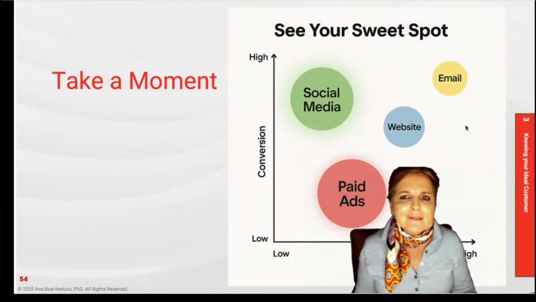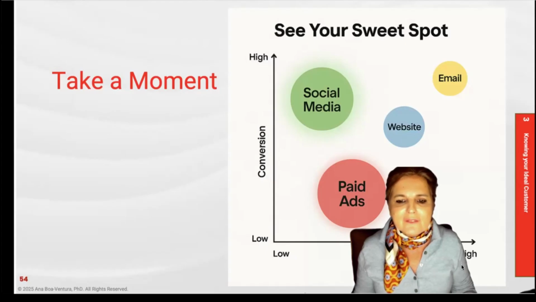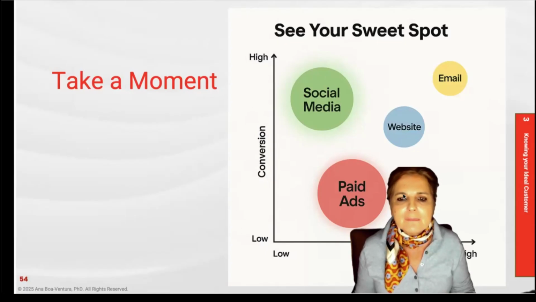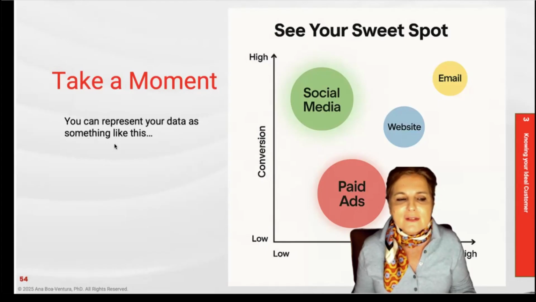So if you think about your sweet spot on those quadrants, and you have the cost low to high and the conversion low to high, so instead of effort and engagement, we now have cost and conversion. And let's think in terms of channels: social media, paid ads, website, and email. Okay, well, you can represent your data as something like this, right? Conversion, cost, and then your data, your channels, where your business is, where your brand is, and just place them in the right spots on the chart.